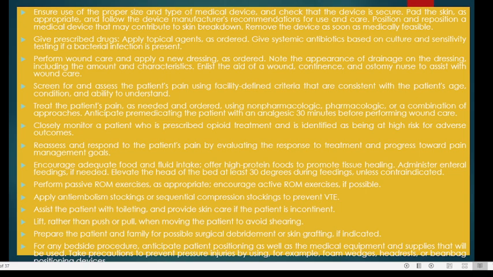Prepare the patient and family for possible surgical debridement or skin grafting if possible. For any bedside procedure, anticipate patient positioning as well as medical equipment and supplies that will be used. Take precaution to prevent pressure injuries by using, for example, foam wedges, headrests, or bean bags as positioning devices.